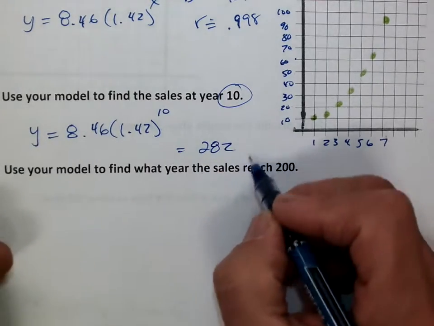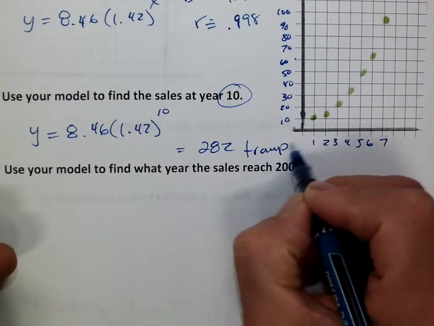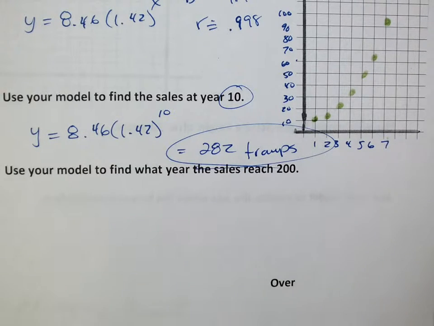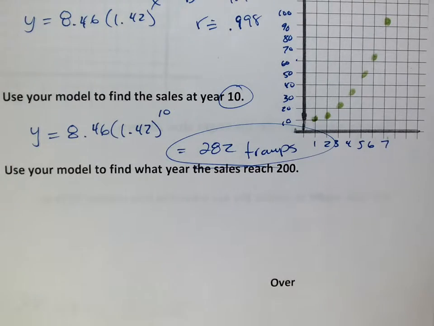282 trampolines. Okay? Now, at some point in time, realistically, it'll stop being exponential, right? I mean, at a certain point, I say, no, that's impossible, right? If we're selling more trampolines than people on the earth, that's ridiculous, right? So most of these models have a short domain. Does that make sense? A short domain?